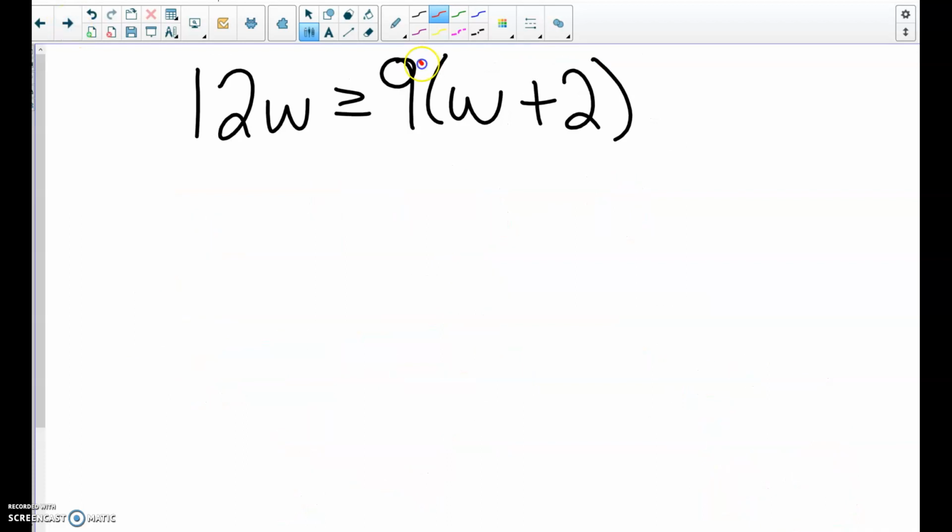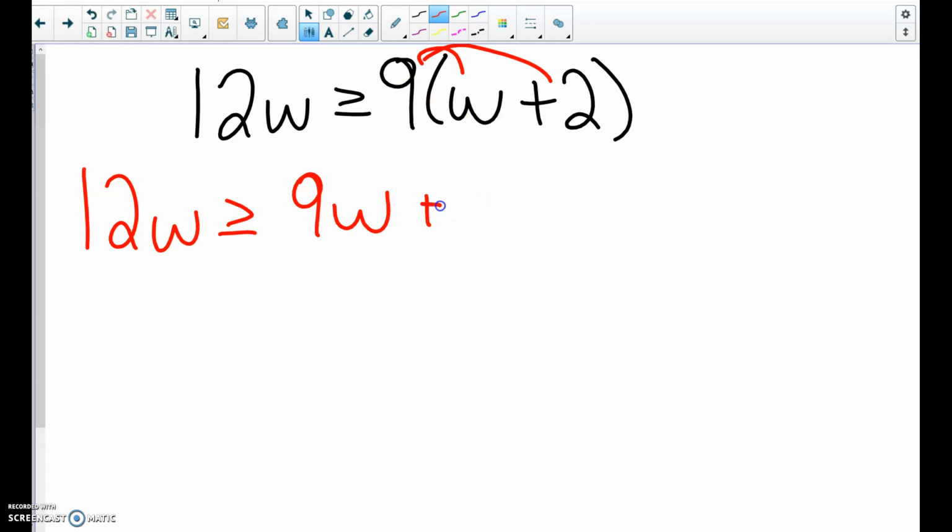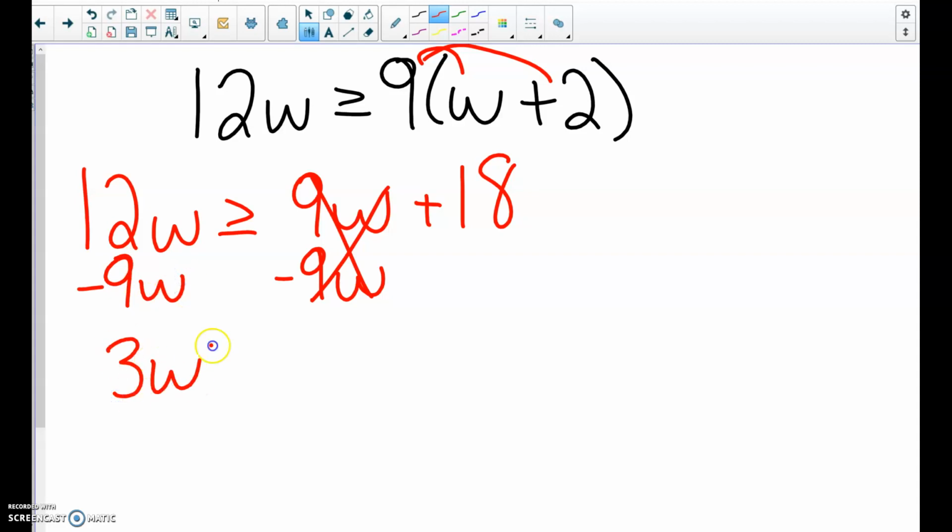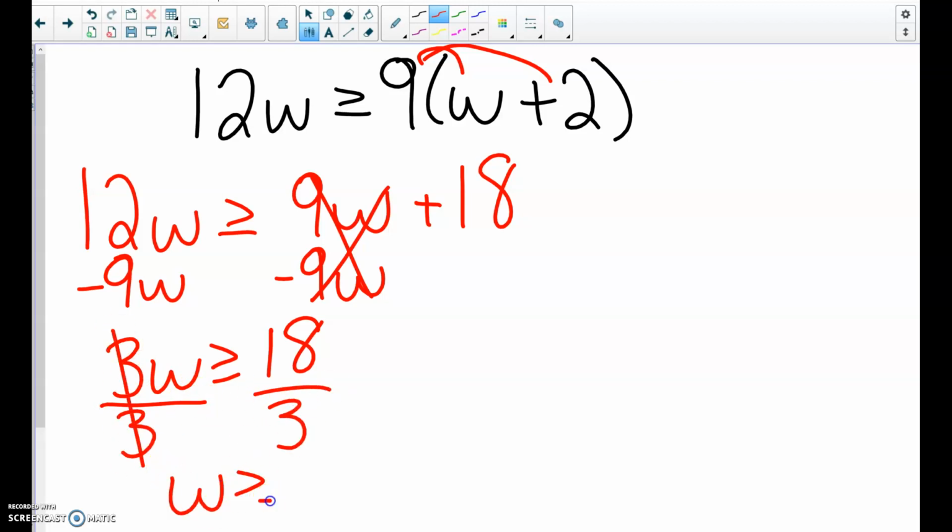Same thing here. First thing I need to do is distribute. And again, it gets distributed to both. So 9 times w is 9w, 9 times 2 is 18. Same thing, I want to have a positive w here, so I'm going to end up subtracting 9w from each side. Subtract 9w, 12 minus 9 is 3. So 3w is greater than or equal to 18. Again, it's 3 times, so I'm going to divide both sides by 3. Opposite operations. 3 divided by 3 cancels, so we're just left with w. 18 divided by 3 is 6, so w is greater than or equal to 6.